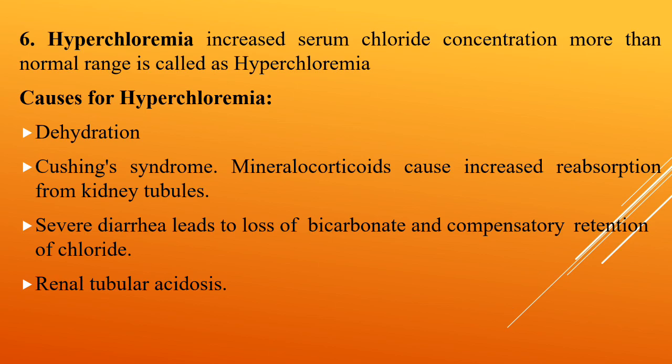And hyperchloremia is increased serum chloride concentration more than the normal range. Causes for hyperchloremia are dehydration, Cushing syndrome, where mineralocorticoid causes increased reabsorption of chloride from the kidney tubules, severe diarrhea leading to loss of bicarbonate and compensatory retention of chloride, and renal tubular acidosis. These are the causes for hyperchloremia.